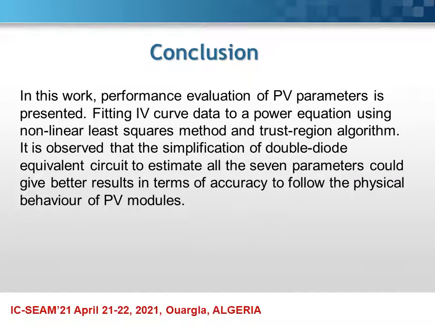In this work, the performance evaluation of PV parameters is presented, fitting IV curve data to a power equation using the nonlinear least squares method and trust region algorithm. It is observed that the simplification of double diode equivalent circuits to estimate all 7 parameters could give better results in terms of accuracy to follow the physical behavior of PV modules.